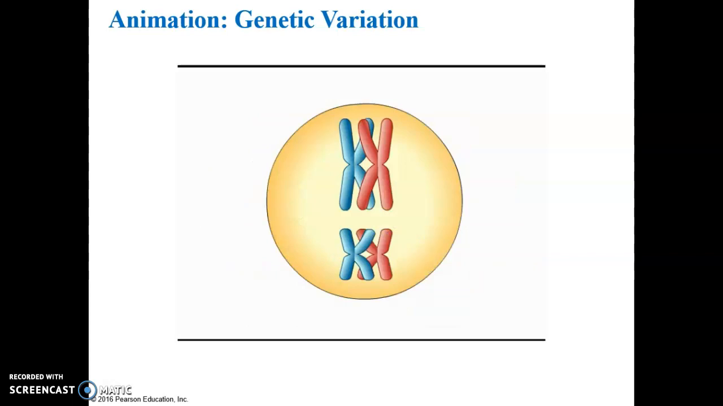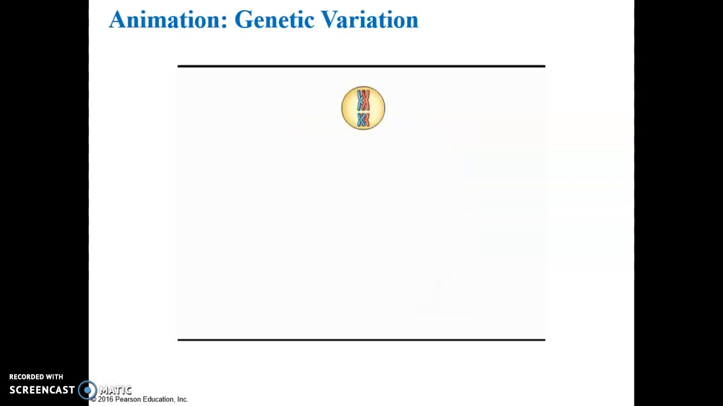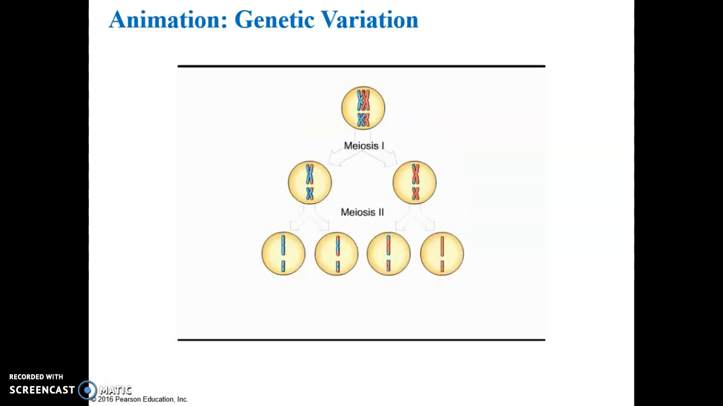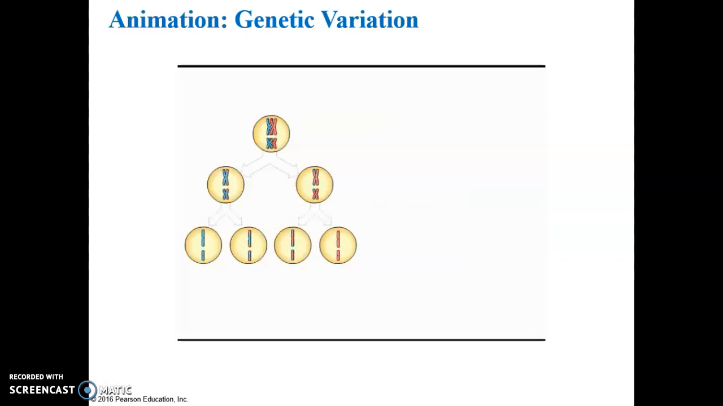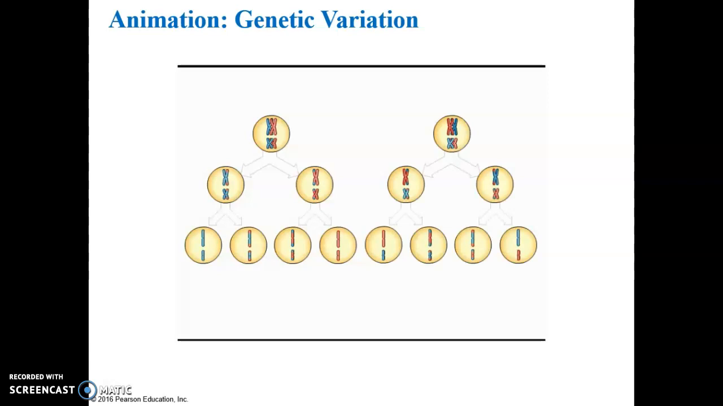Independent orientation and crossing over occur simultaneously during meiosis, multiplying the number of genetic variations among gametes. Because each pair of chromosomes lines up independently, and crossovers can occur almost anywhere along each pair of chromosomes, it is possible for a human being to produce an almost infinite variety of gametes.